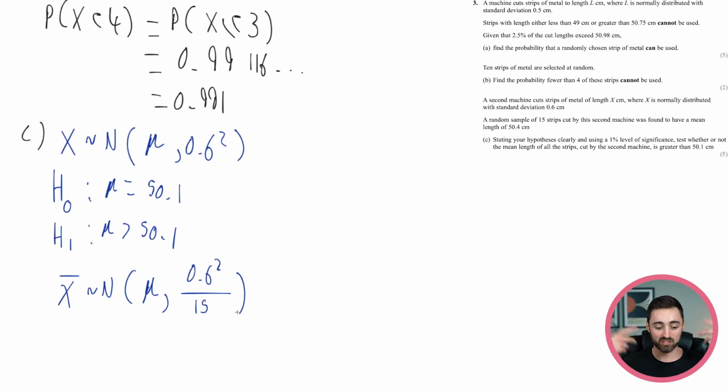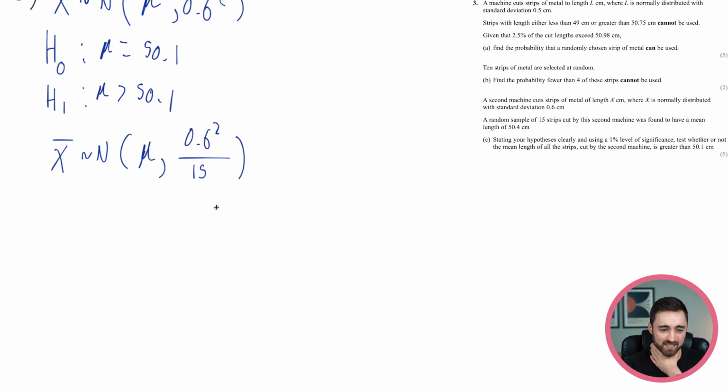Because imagine my sample is so big that it's the population itself. Then obviously the mean of the whole population is the same as the mean of the whole population. In other words, you're not going to vary at all from this, are you? The bigger the sample, the smaller the variance.